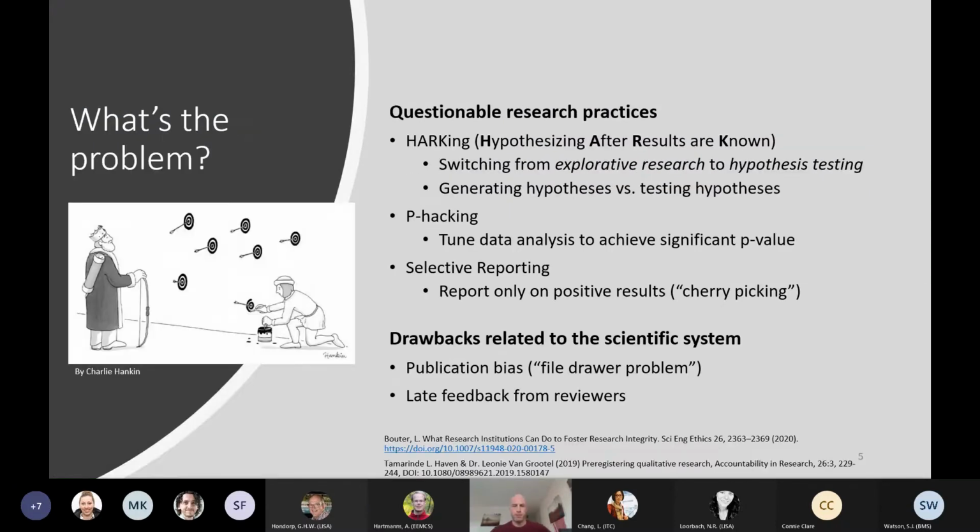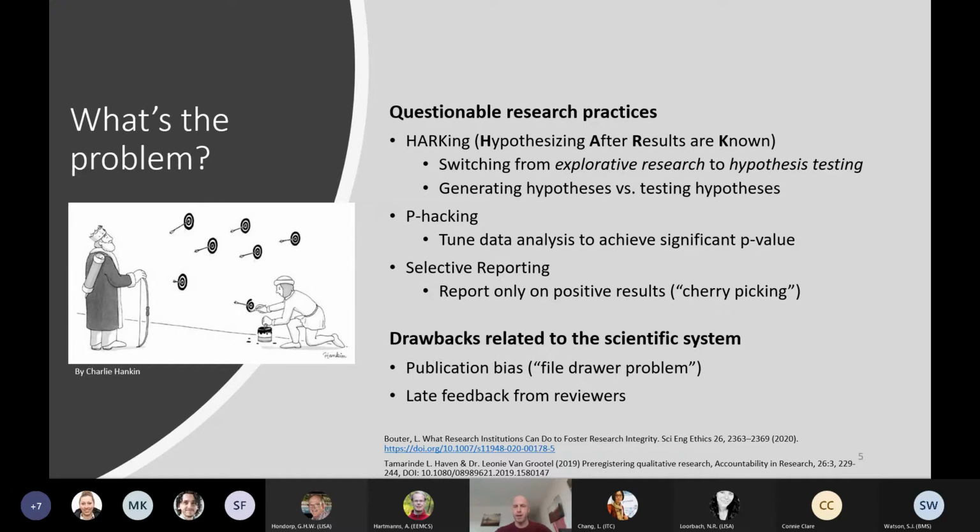Let's start with the problems. So there are a number of questionable research practices. Questionable research practices are practices that are not outright fraud, but also not really right. One such practice is harking, which means hypothesizing after results are known. And one example for harking is switching from explorative research to hypothesis testing.